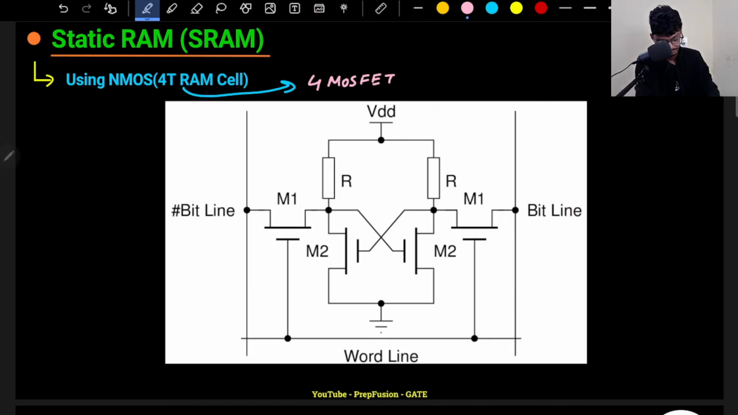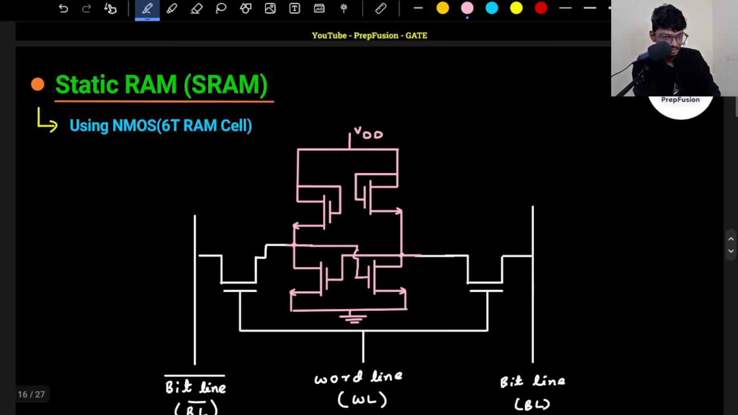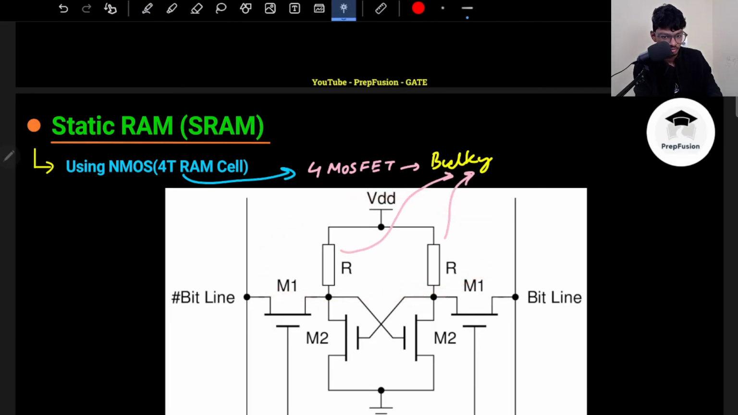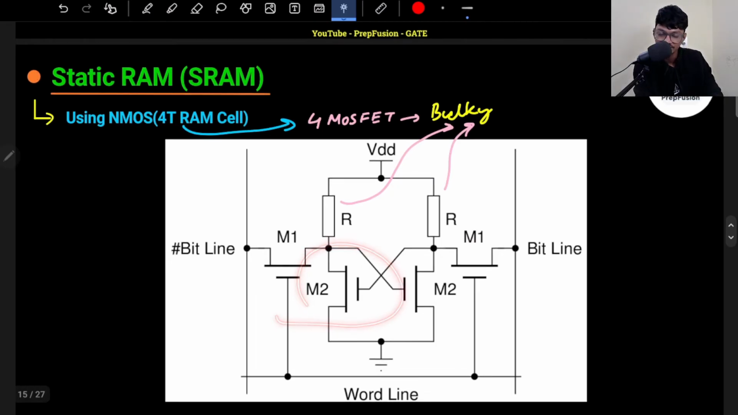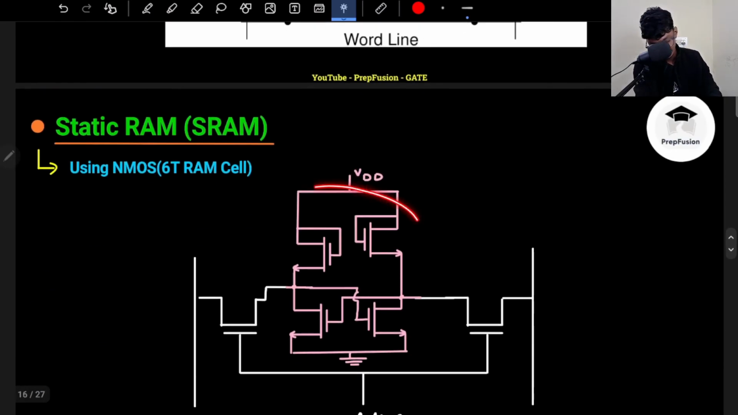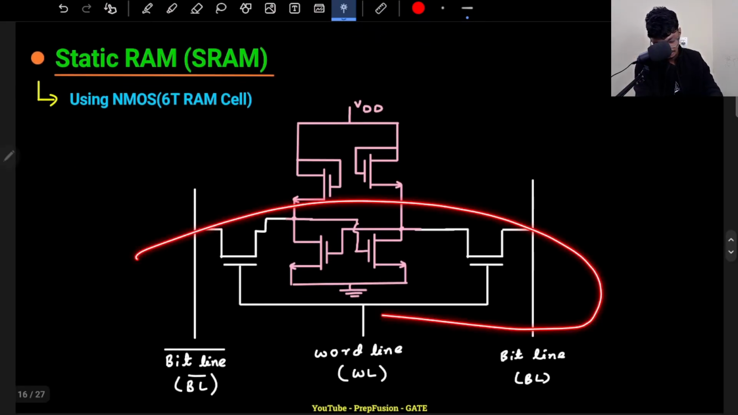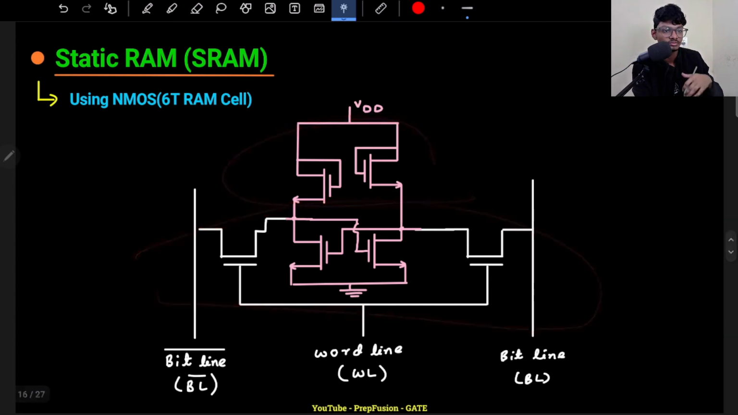Okay, SRAM. Now there is another implementation. The previous one is bulky. Why bulky? Because I have resistors here, and resistors take up a very high amount of space. Transistors don't take a very high amount of space, but resistors do. So what we do is use transistors in place of resistors. We can use transistors as resistors as well. Everything else is the same. I have just replaced my resistors with MOSFETs.